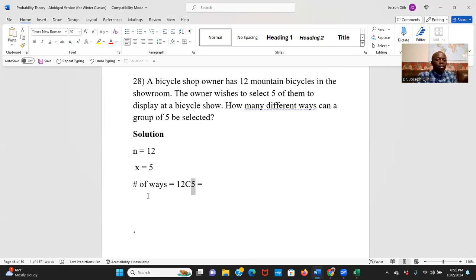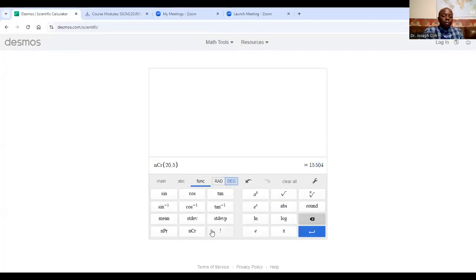Let me adjust this. 12 combination 5. So that means you go to the calculator, 12, 5. Let me clear it. Okay, click on this 12, 5. 792 ways. You can do that in 792 ways.